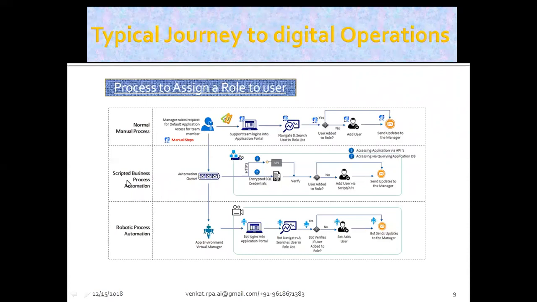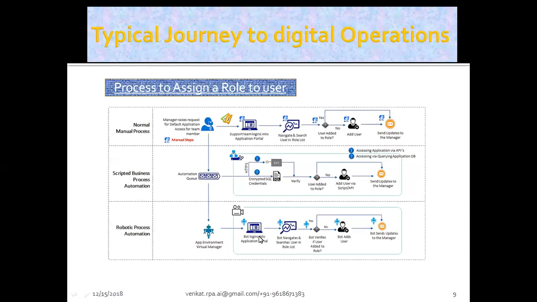Before RPA comes, with the existing scripted business process automation like Java code, PL/SQL code, AngularJS, WebLogic, all those things will be developed, and then they will do some process here. If you see here, one message will come to a queue, and then that message will be picked up by your API, and then the API will log into your database and check whether that role is assigned to the user or not. All this process is there.